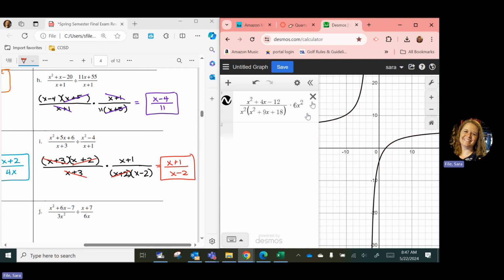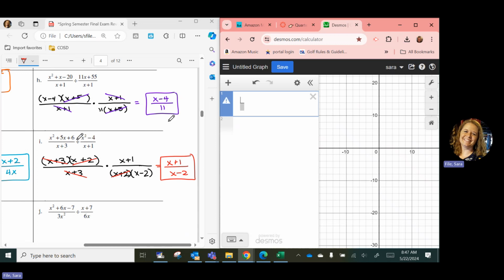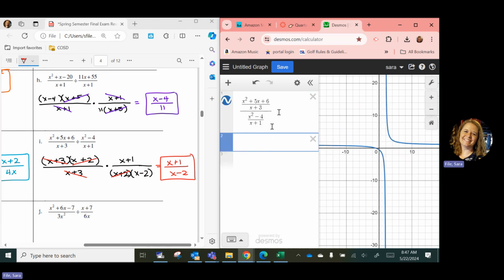For the division symbol, you actually have to type "divided." So it ends up being kind of messy looking. So this "divided" is this division symbol. So you have to have a fraction in a fraction. So you're going to have x squared plus 5x plus 6 over x plus 3, over, because it's divided by, and then it's x squared minus 4 over x plus 1. So that's what that ends up looking like, real messy.